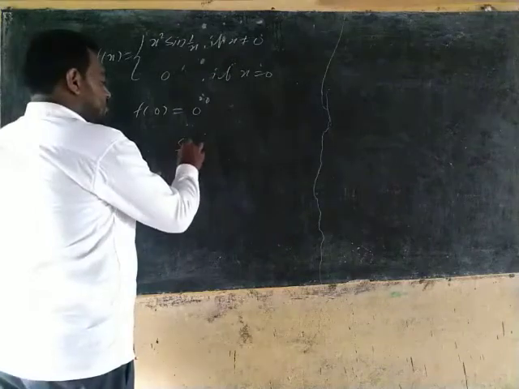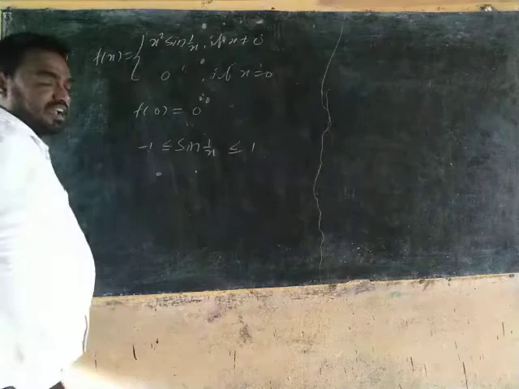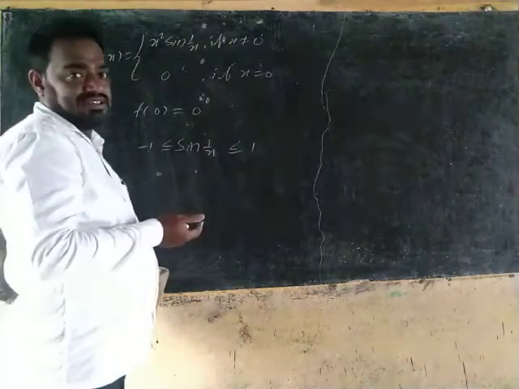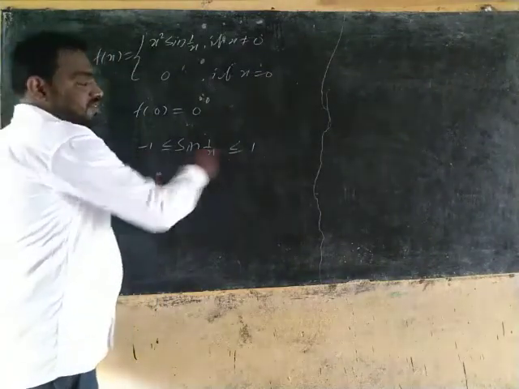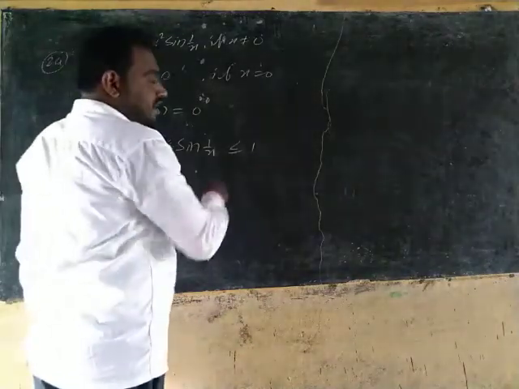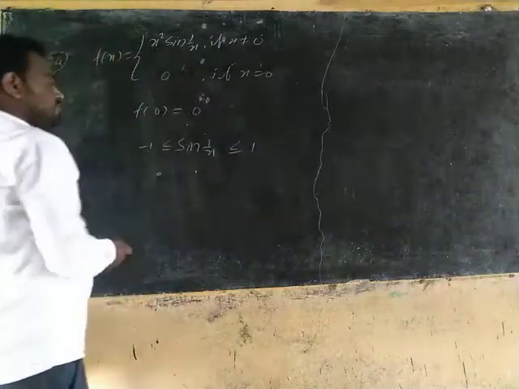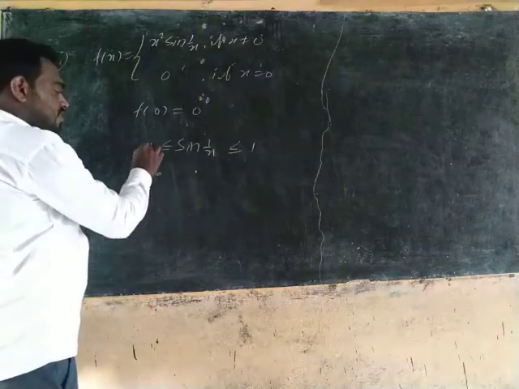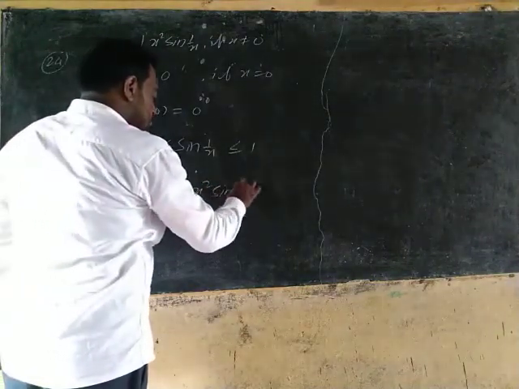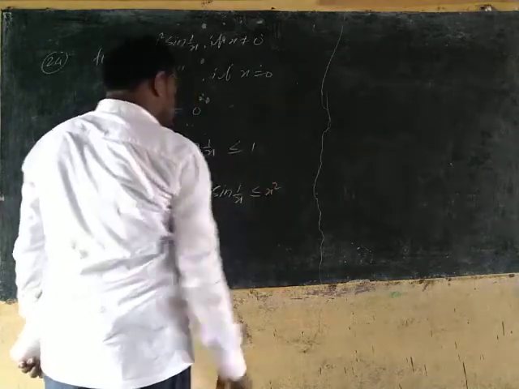The sine function's maximum value is 1 and minimum value is minus 1. The range of sine of any angle, sine theta, is minus 1 to plus 1, as we know from trigonometry. So I am multiplying this inequality with x square. What are we getting? x square into minus 1, that is minus x square, is less than or equal to x square into sine of 1 by x, which is less than or equal to 1 into x square.